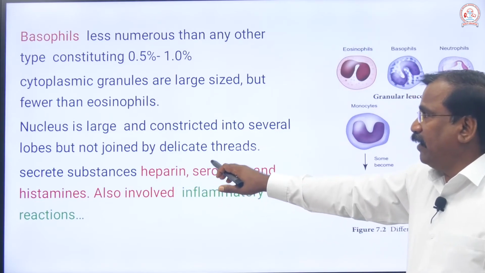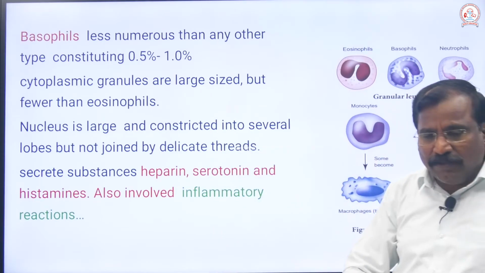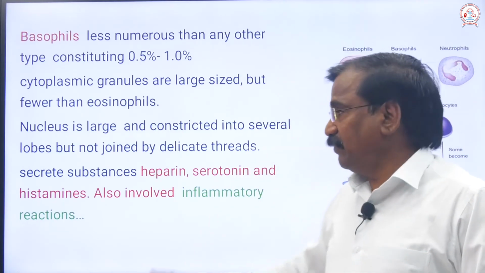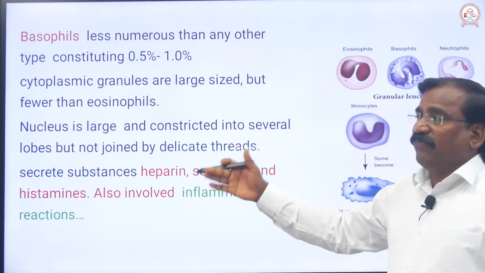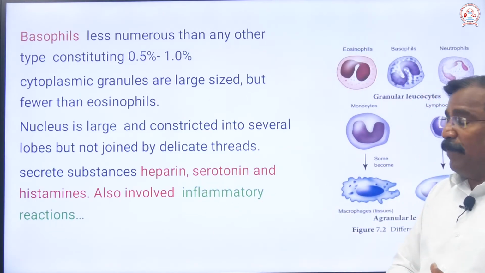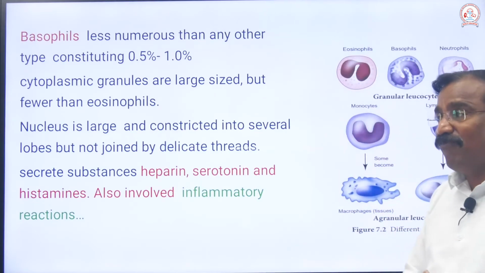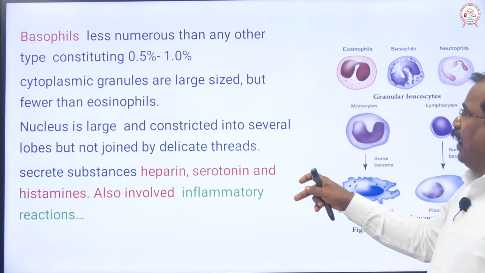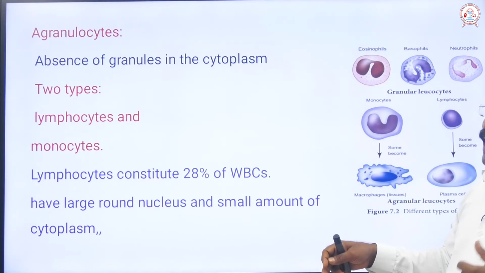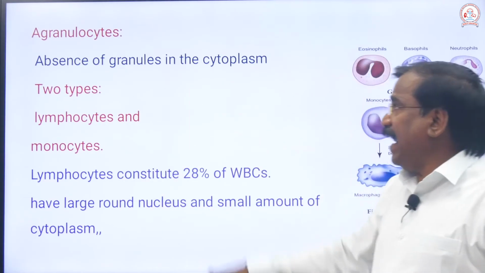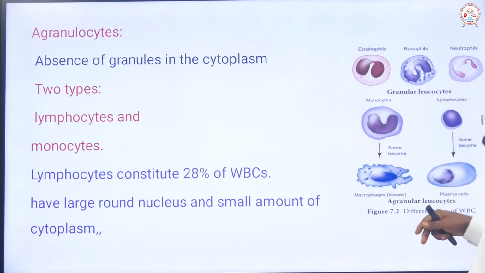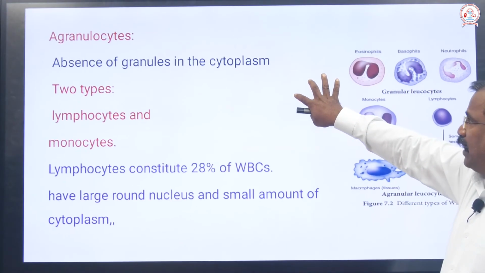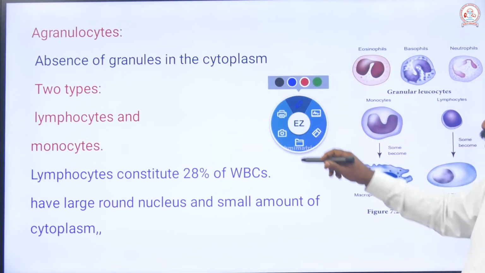See, simply, the basophil secretes heparin, histamine, serotonin, and these chemical substances are also involved in inflammatory reactions. That's all for granulocytes. Next are the agranulocytes, with absence of granules. Who comes under the agranulocytes? Lymphocyte and monocyte. Lymphocytes and monocytes come under the agranulocytes.